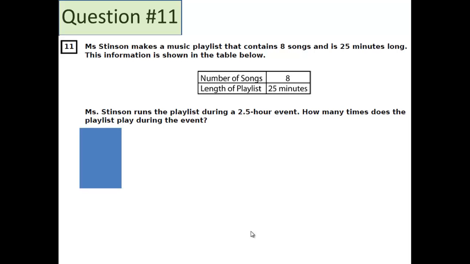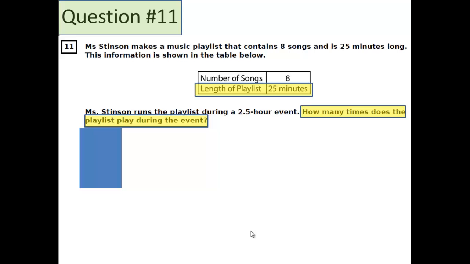All right, first thing, I'm getting rid of that because it just is going to distract me. I'm going to try and solve it without even looking at them. Here's the question. How many times does the playlist play during the event? Now, I know some people solve this problem differently, but I want you to notice something. I'm only circling this information here because it doesn't say how many songs played during the 2.5 hours. It said, how many times did the playlist play?